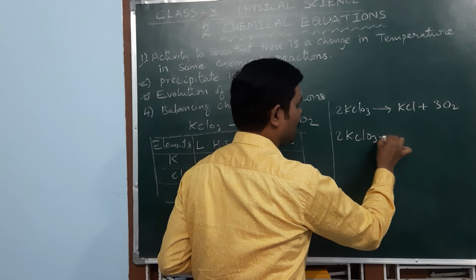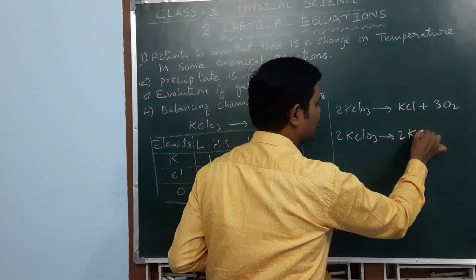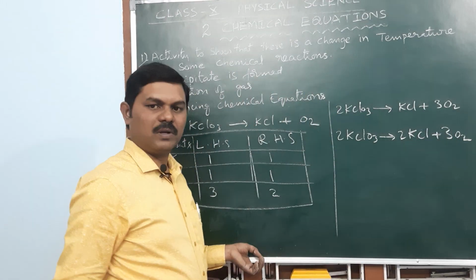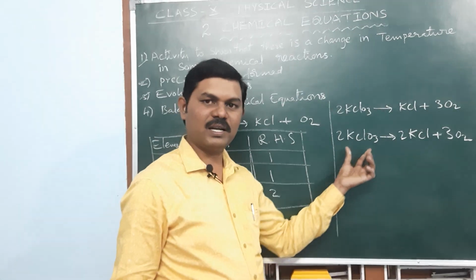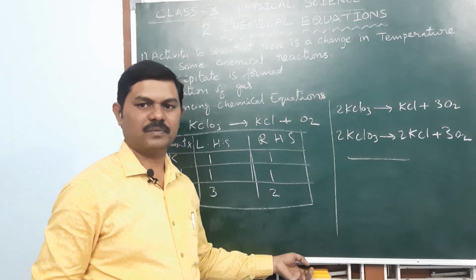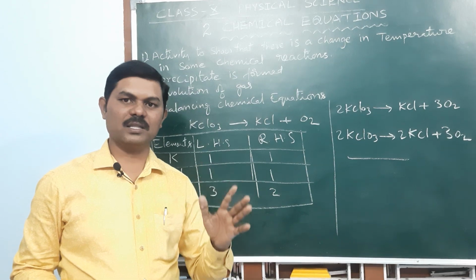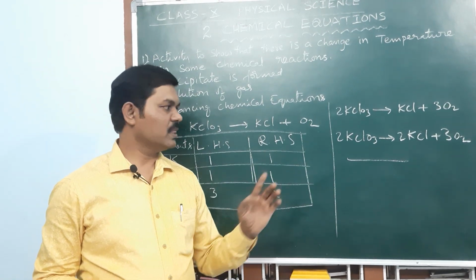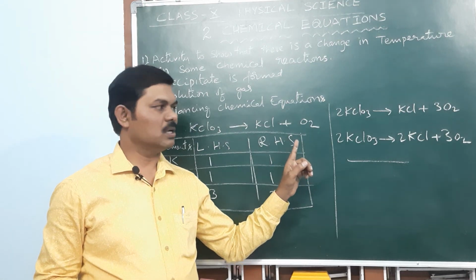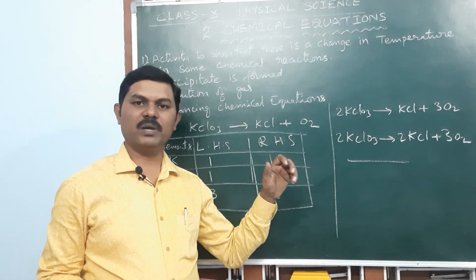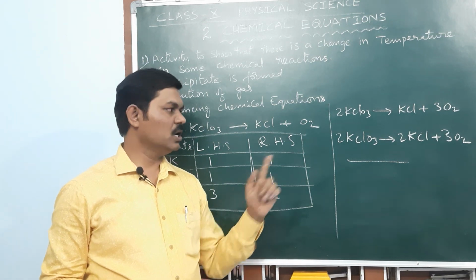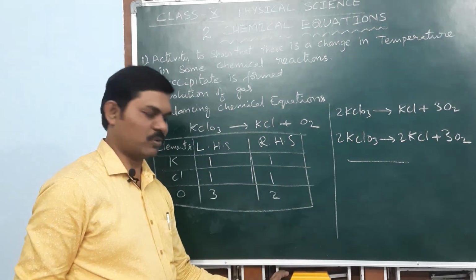2KClO3 gives rise to 2KCl plus 3O2. So now if you observe, all the elements on the reactant side and product side are the same. So now this is the balanced equation. Whenever you are balancing an equation, keep it in mind that the number should be taken as a coefficient of the molecule. You should not change the chemical formula of the compounds. So an appropriate number should be taken to balance both sides, reactants and products.